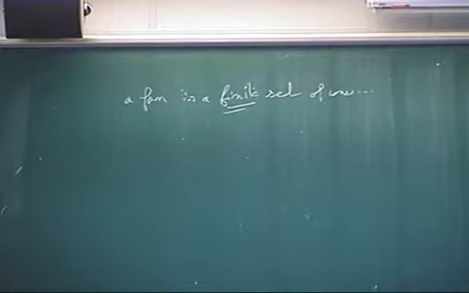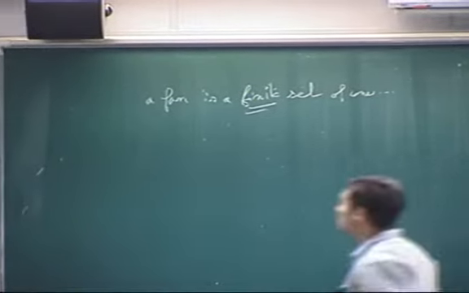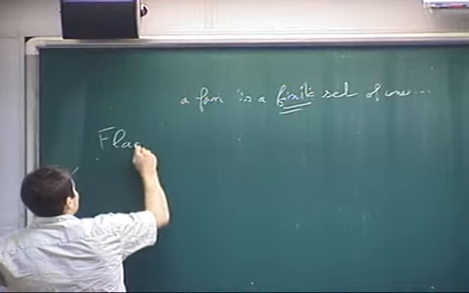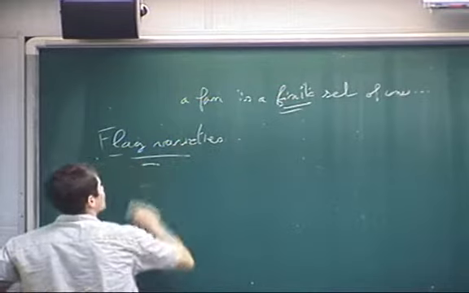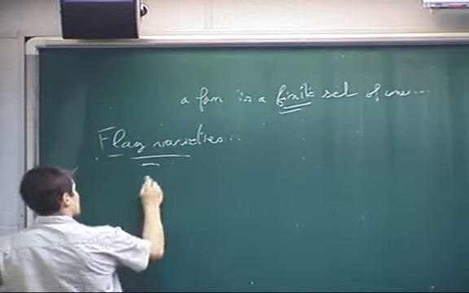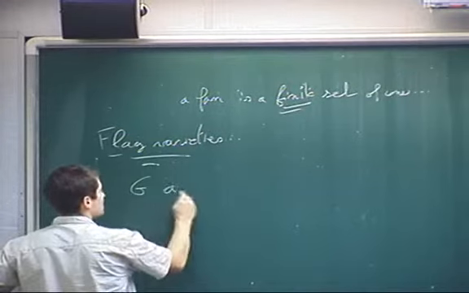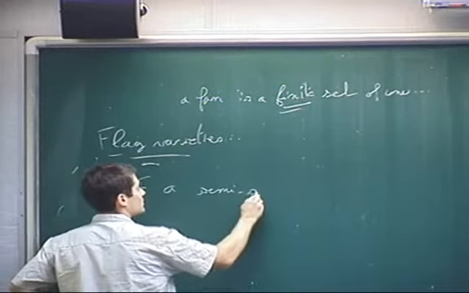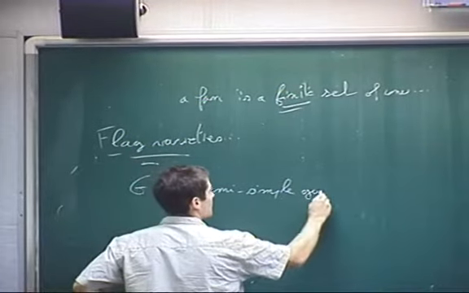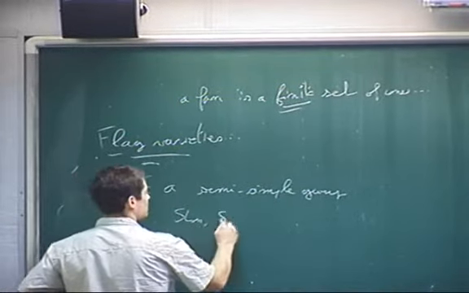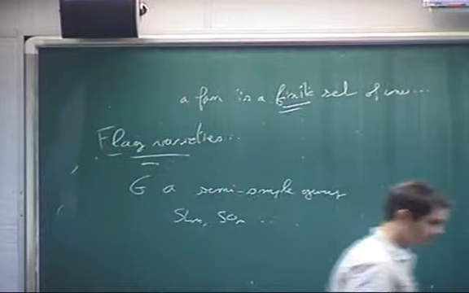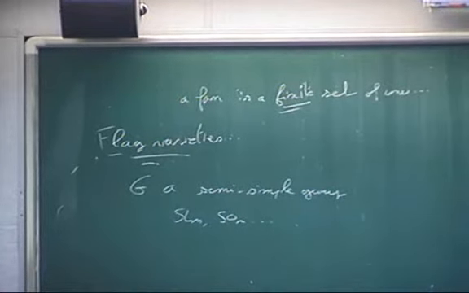So now I want to talk about flag varieties. I can take G, a semi-simple group, so for example SLN, SON, etc.